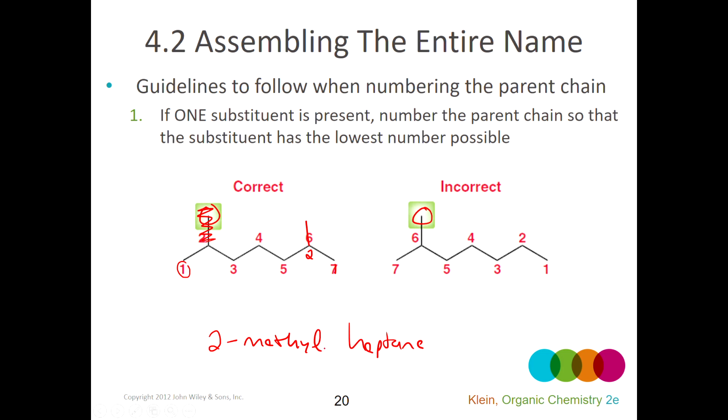So be careful about which side you number the parent chain from. And also, as we said earlier, be careful about finding the parent chain properly and getting the longest chain of consecutive carbons, because that's easy to also make a mistake with.